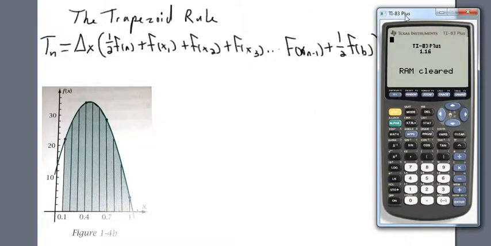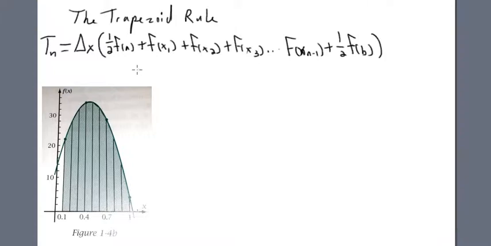Now, our function, whoa, my cursor is messing up. Let's see, what was our function for this one? Looking in the book, here it is. f of x equals negative 100 x squared plus 90x plus 14. I want that equation because I'm going to plug it in my calculator so I don't have to keep on retyping it in.